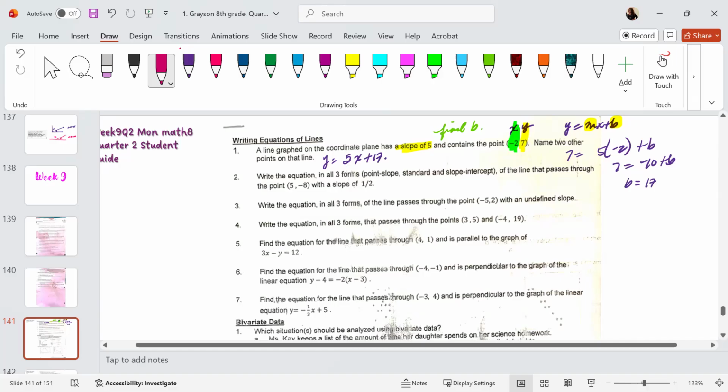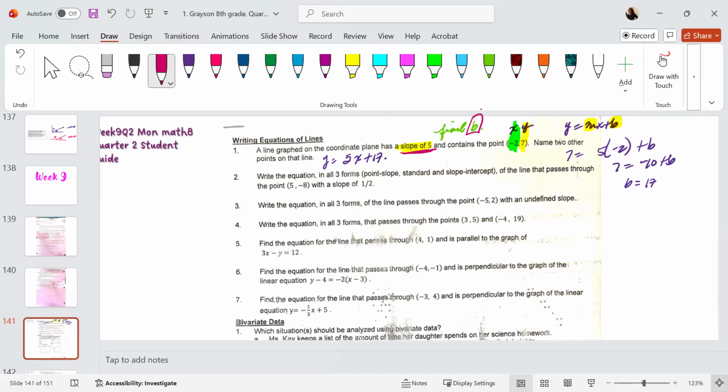Yeah. What's given to you? So that, yeah. So what do you need to find? There you go. Write it down. Y equals mx plus b. Plug in the x, which is negative 2. Plug in the y, which is 7. Plug in the slope, which is 5. Now find b.